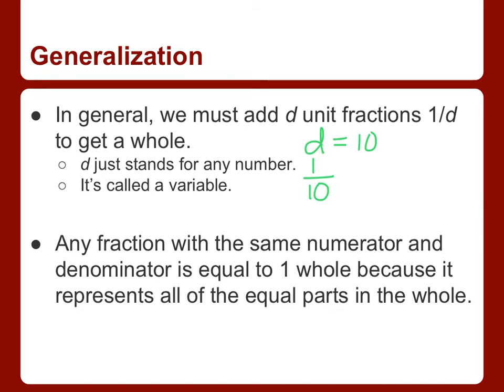Any fraction with the same numerator and denominator is equal to 1 whole because it represents all of the equal parts in the whole. 10 tenths then is equal to 1 whole. 5/5 is equal to a whole. 7/7 is equal to a whole. 1,000,000 millionths is equal to a whole, and on until infinity.